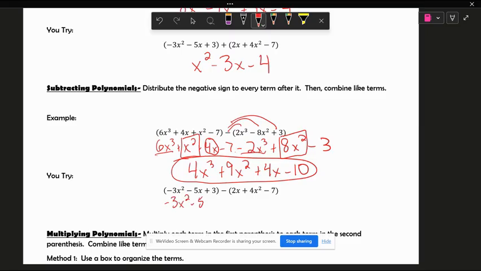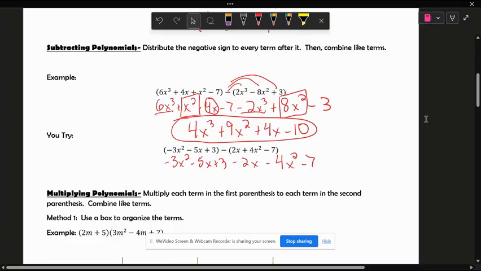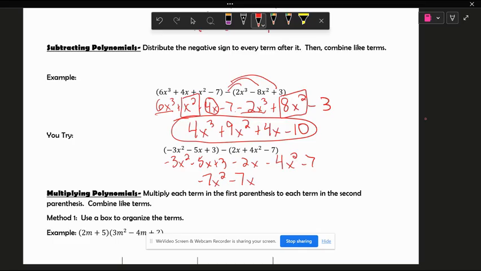So hopefully we remember to distribute the negative. So we get a negative 2x, negative 4x squared, minus 7. So we combine our like terms. We should get negative 7x squared, negative 7x, and minus 4. So again, adding and subtracting polynomials with one change is just adding like terms.